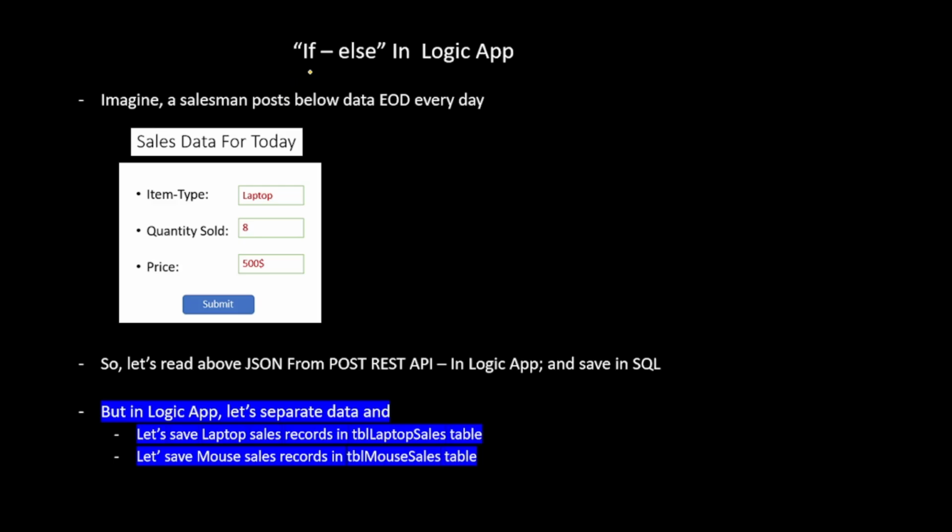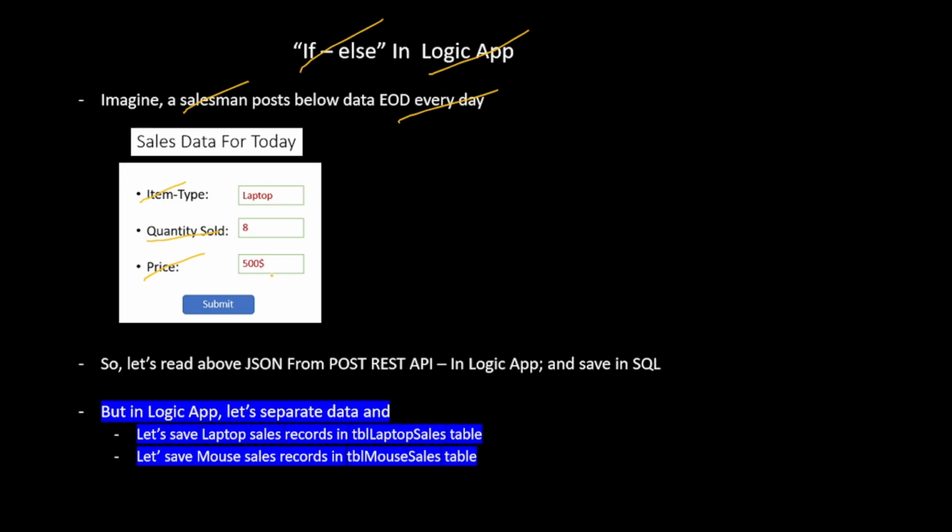Hey guys, in this video let's discuss the if else condition in Logic App and try to understand our requirement with the below example. Let's say we have a salesman who posts data every day, that is, he submits the number of items he sold on that particular day. The data can be item type, quantity sold and price.